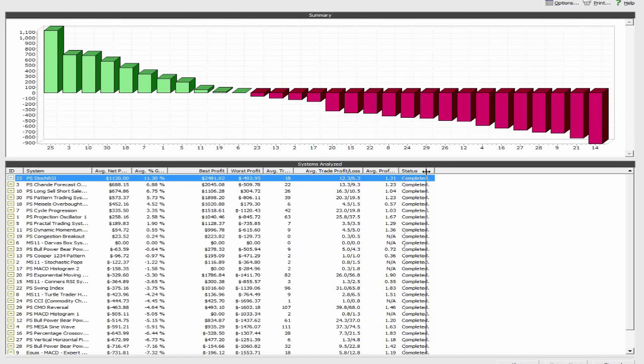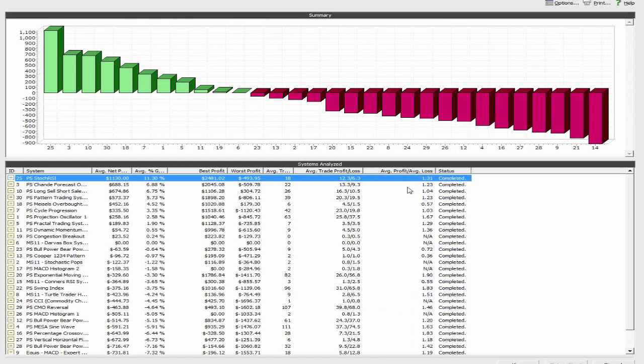This is our average profit versus average loss column. How much am I winning versus how much am I losing? In this case, every time we lose $1 in the market, on our profitable trades we gain $1.31.